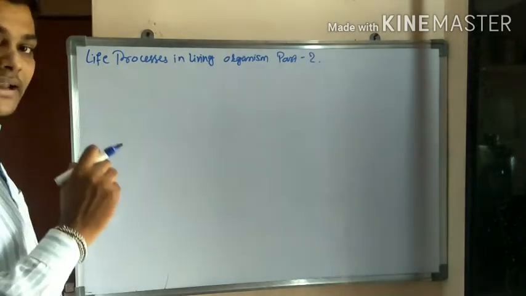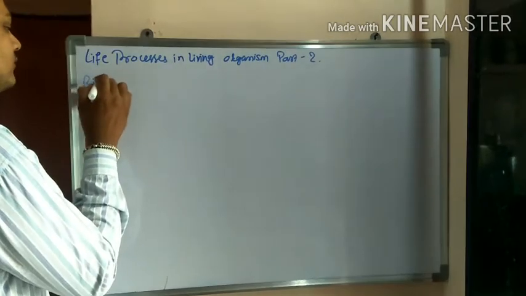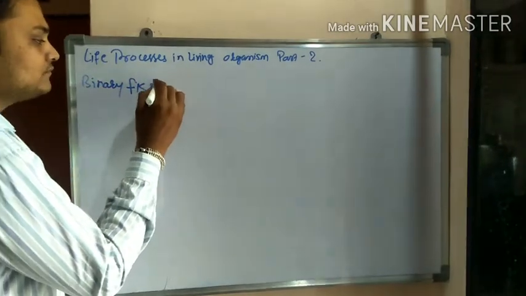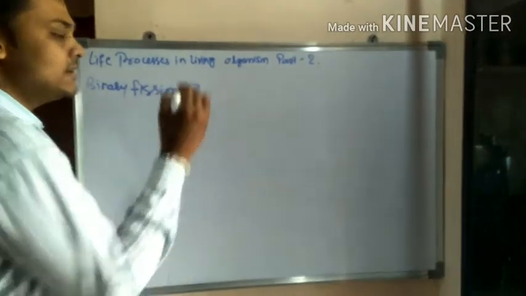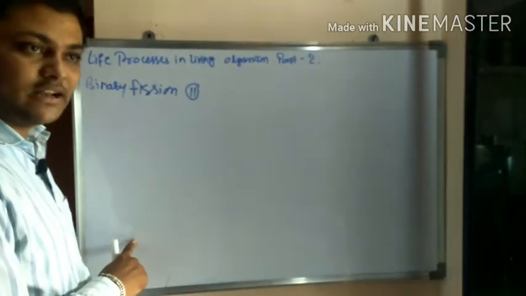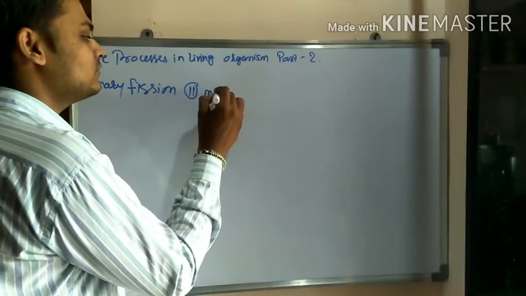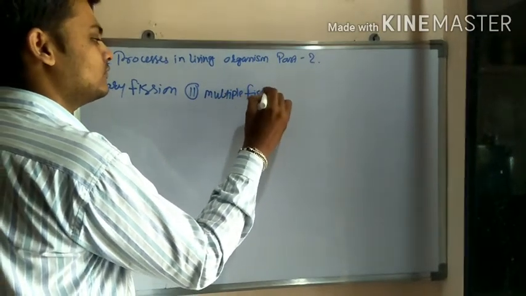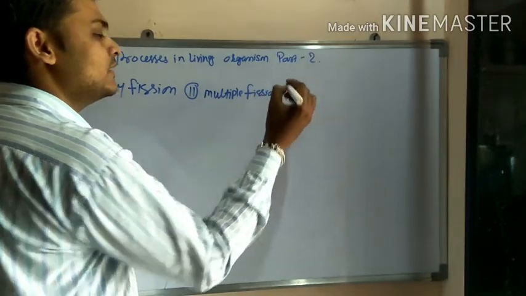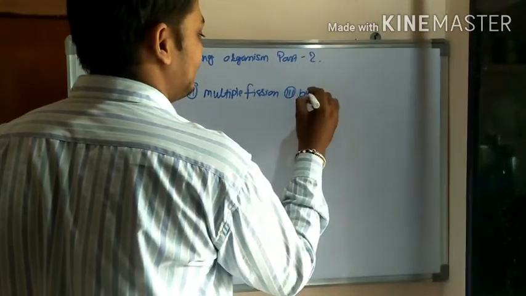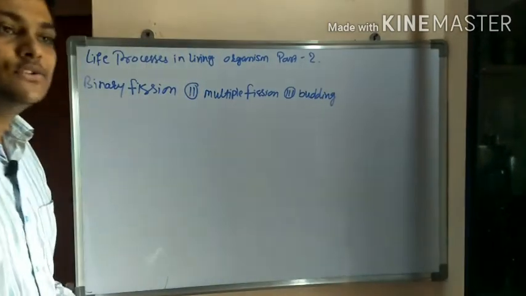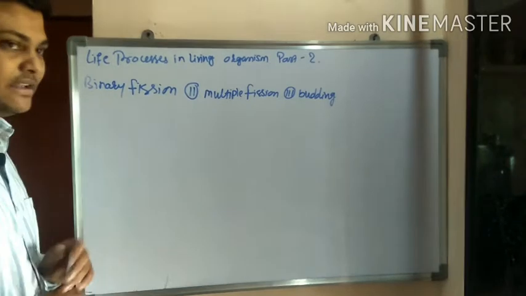So asexual reproduction is divided into three types. The first one is binary fission, the second one is multiple fission, and the third one is budding. First we are going to discuss binary fission.